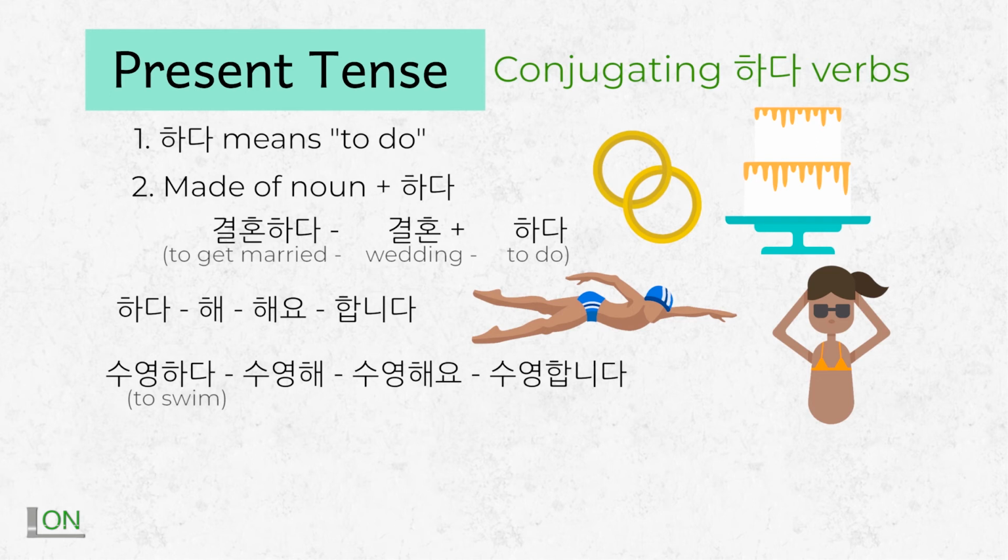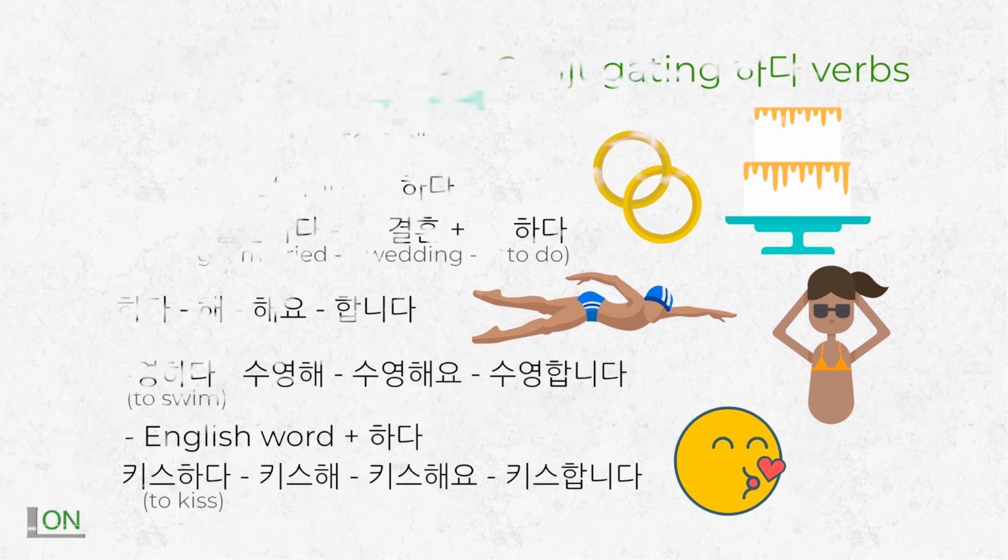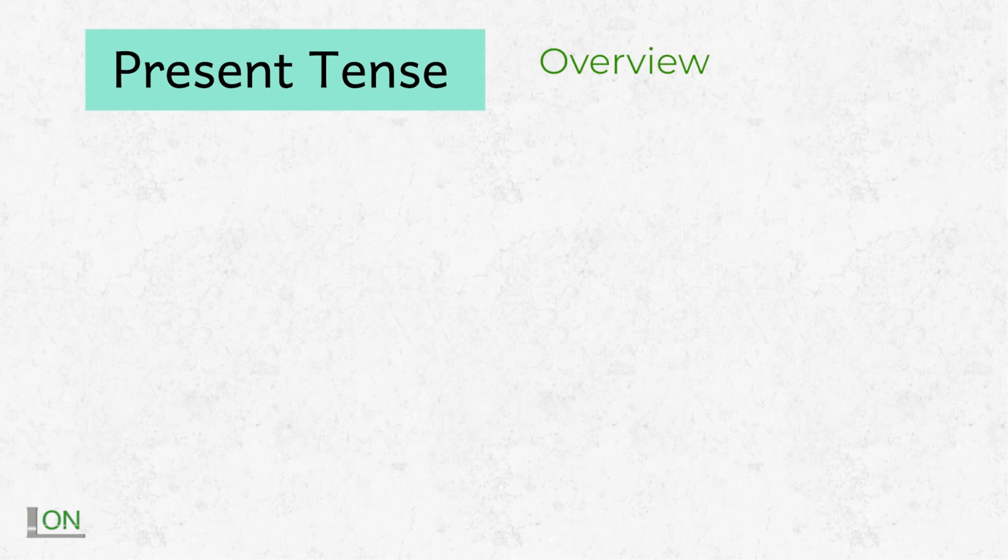One more thing you need to know about 하다 verbs is that sometimes it can consist of an English word plus 하다. So for example, 키스하다, to kiss, 키스해, 키스해요, 키스합니다. As you can see here, 키스 comes from the English word kiss. So now let's make a little overview of all this stuff we've learned today.